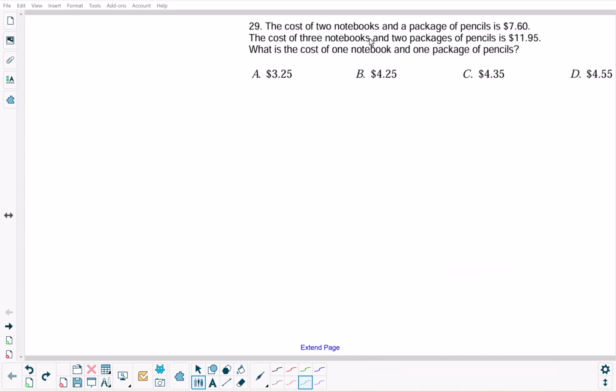The cost of 2 notebooks and a package of pencils is $7.60. The cost of 3 notebooks and 2 packages of pencils is $11.95. What is the cost of 1 notebook and 1 package of pencils?